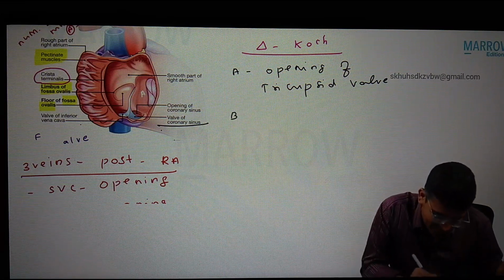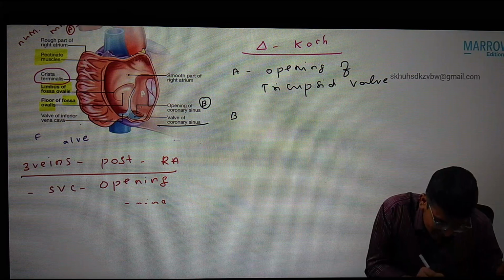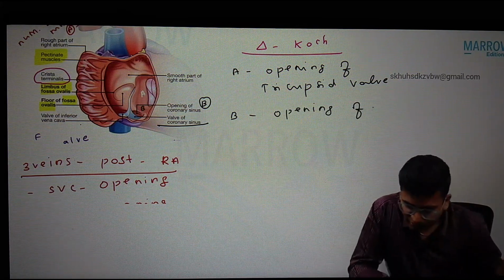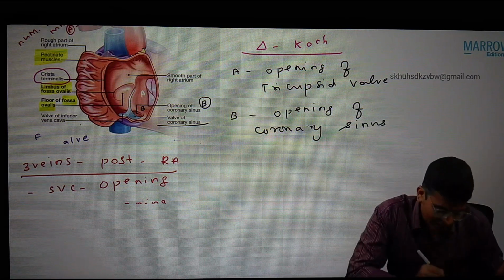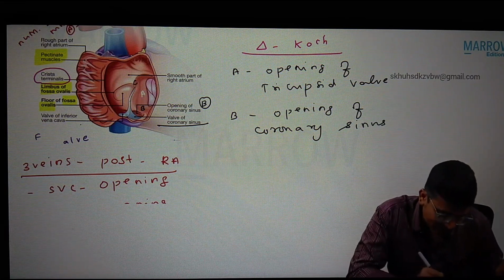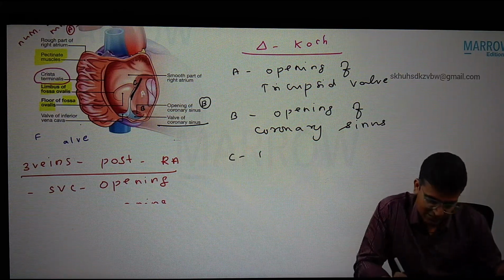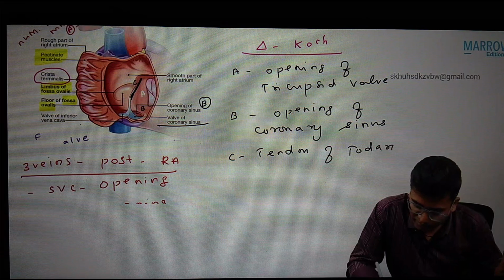Now, B is the opening of the coronary sinus. And this is C. C is the tendon of Todaro.